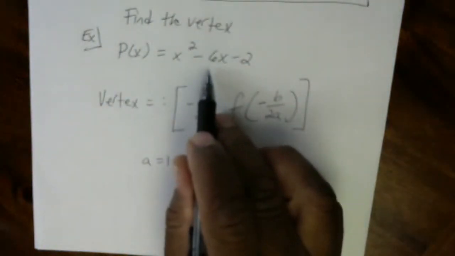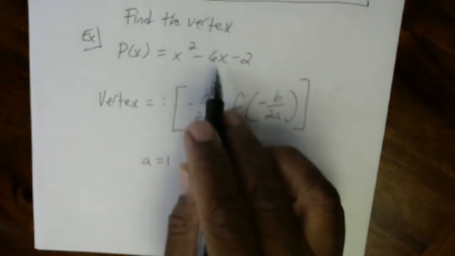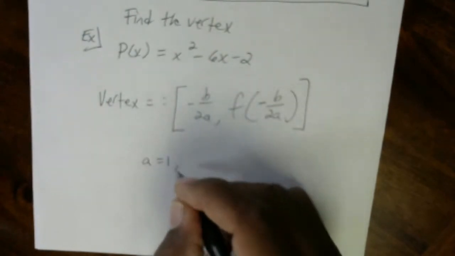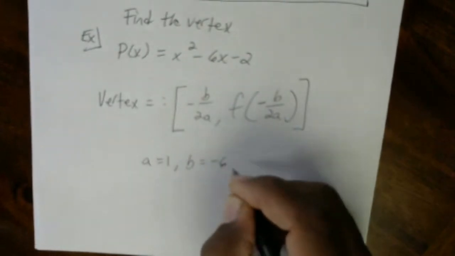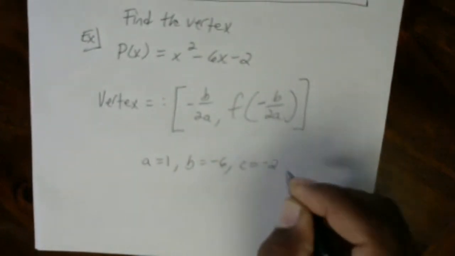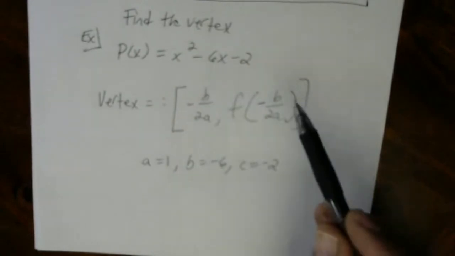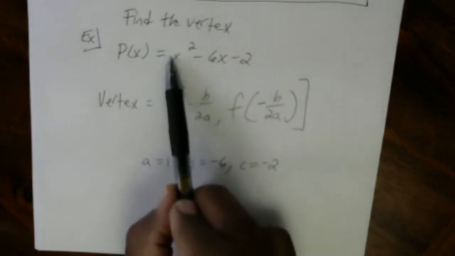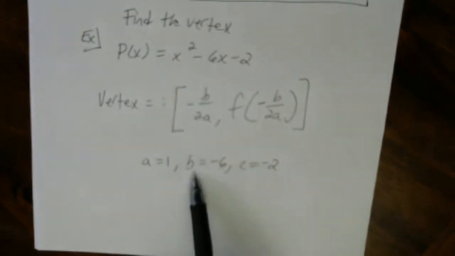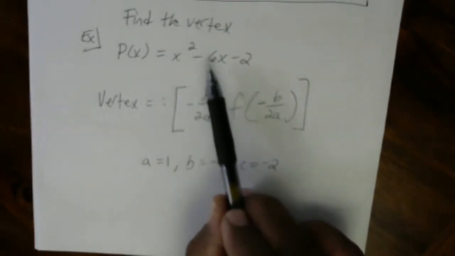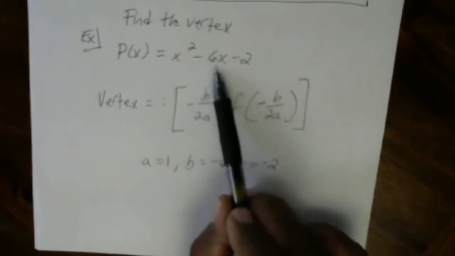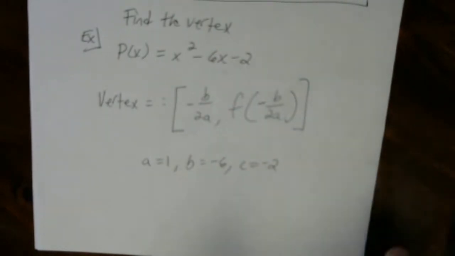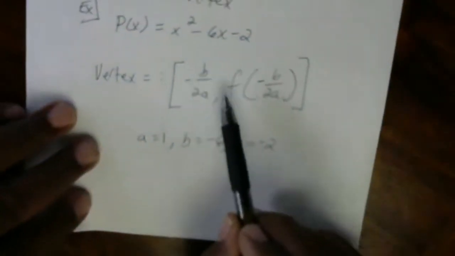B is going to be the coefficient of your middle term, which is negative 6. Right? And then c is going to be negative 2. Even though we don't need it, I always like to write out a, b, and c. All right, so a is the coefficient of your squared term, which is understood 1. B is the coefficient of your middle term, which is negative 6. You must take the sign as well as the number. And c is negative 2.